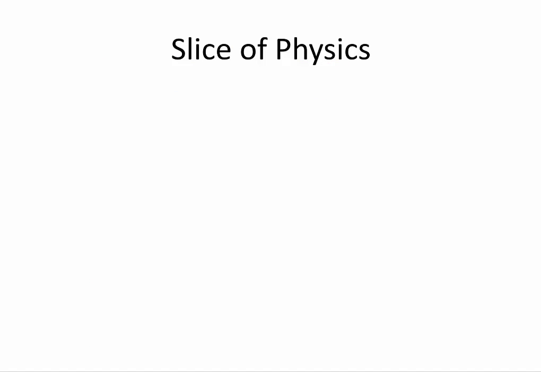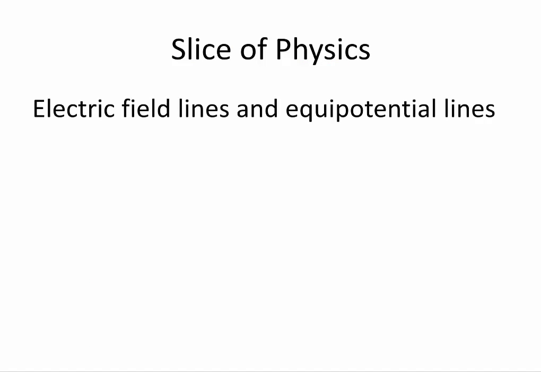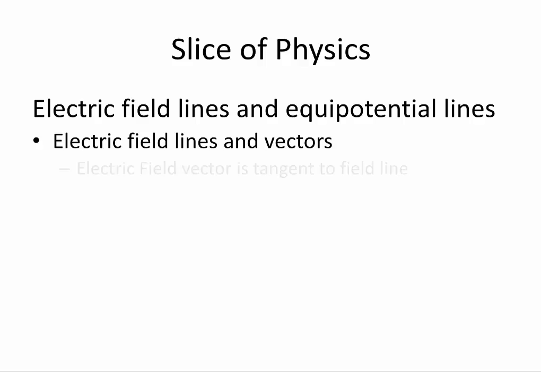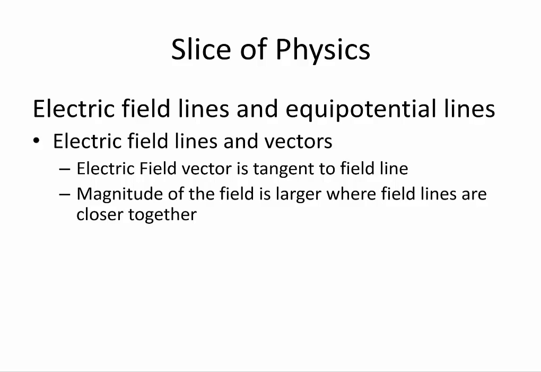All right, to recap, we learned about electric field lines and equipotential lines in this video. We started with electric field lines, which describe the electric field in a region of space, and saw how they are related to vectors, which describe the electric field at a given point. We saw that at any point the electric field vector is tangent to the electric field line, and then the magnitude of the field is larger where the electric field lines are clustered closer together.